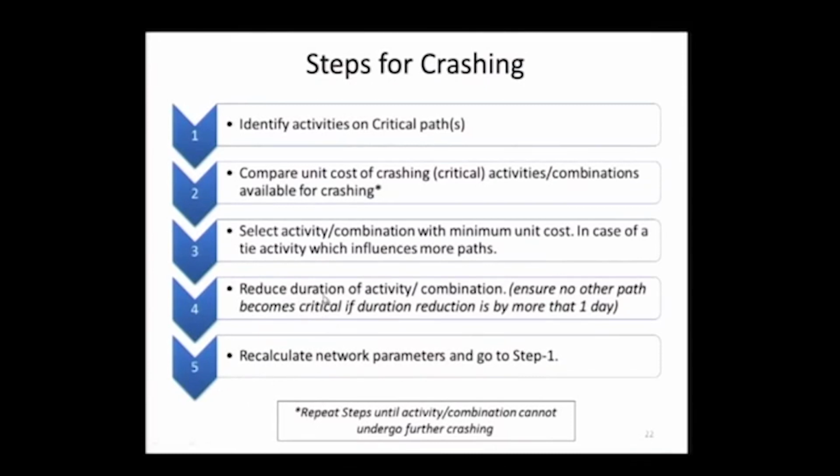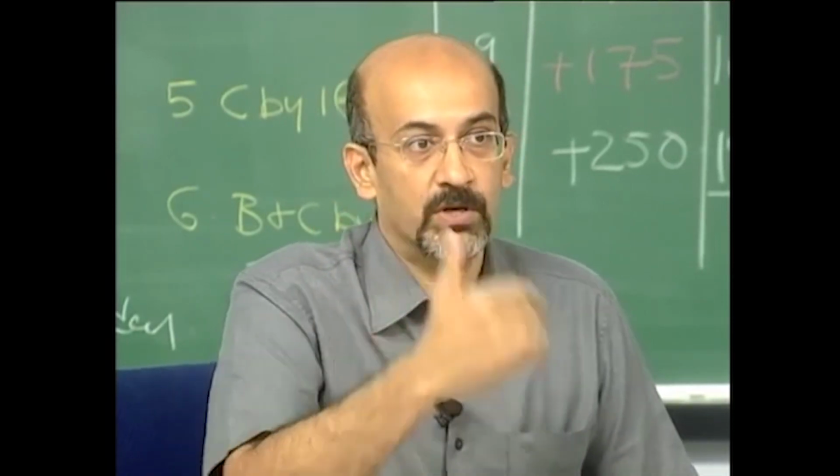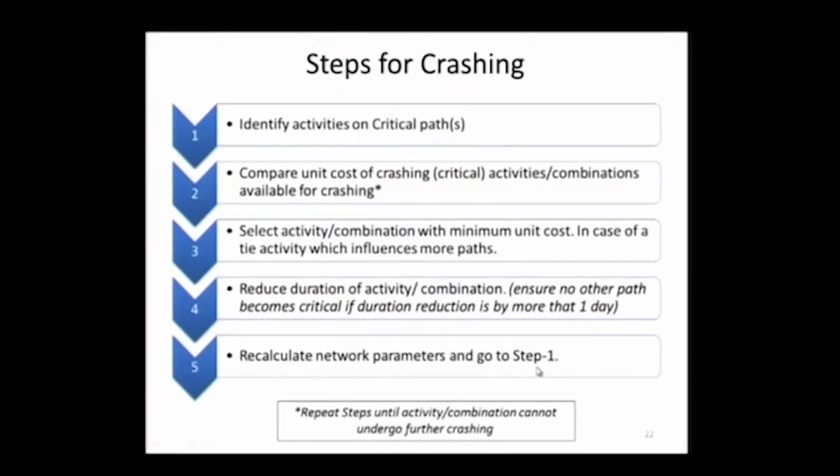Then we reduce the duration of the activity combinations and ensure no other path becomes critical if the duration is reduced by more than 1 day. We saw that with B: we can't reduce C by more than 2 days, because B will become critical. Once you do the reduction, recalculate the network, go back to step 1, and repeat the process until no further crashing can be done. So in step 2 you have to find out whether any further crashing is possible, and if not, stop.